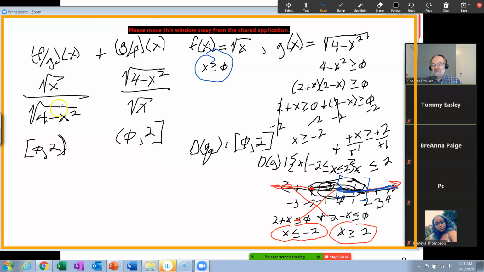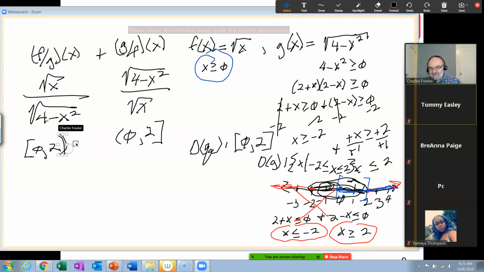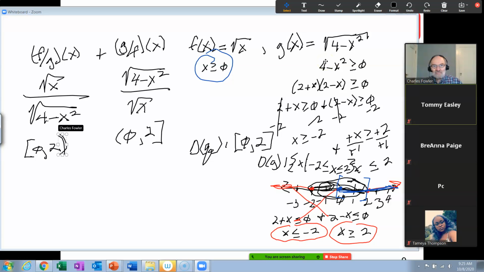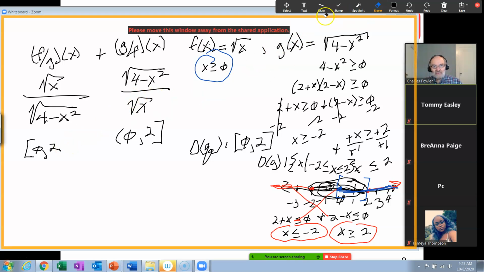Let me see if I can erase that and make it look a little bit better. I can't get it to erase. Why won't it erase? It drives me nuts. I erase, and nothing happens. There we go. I got rid of both of them.